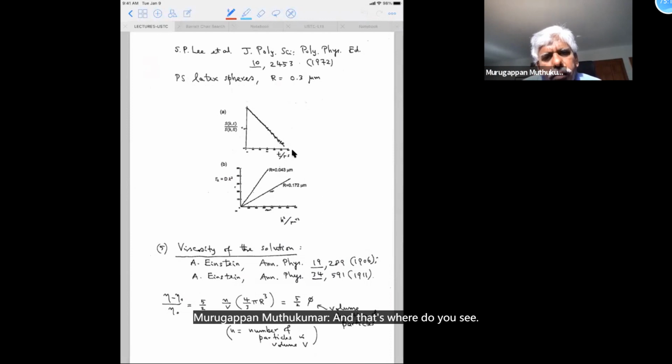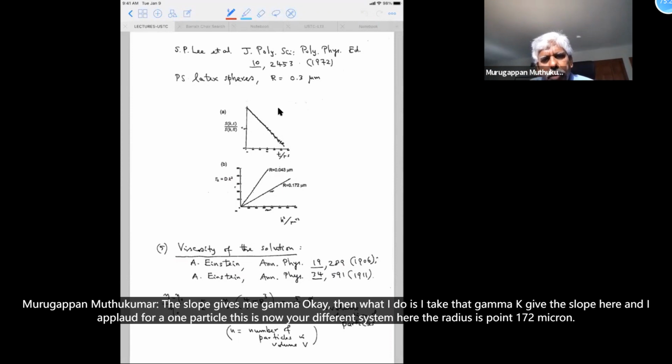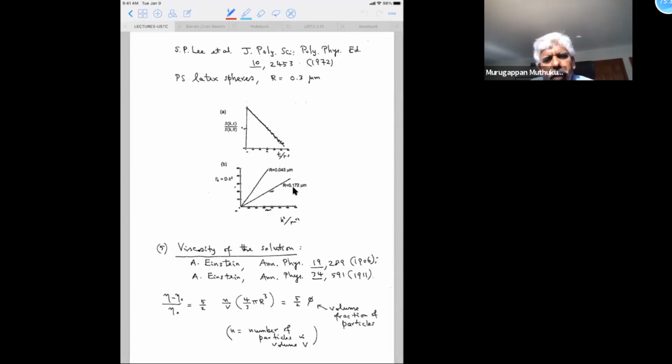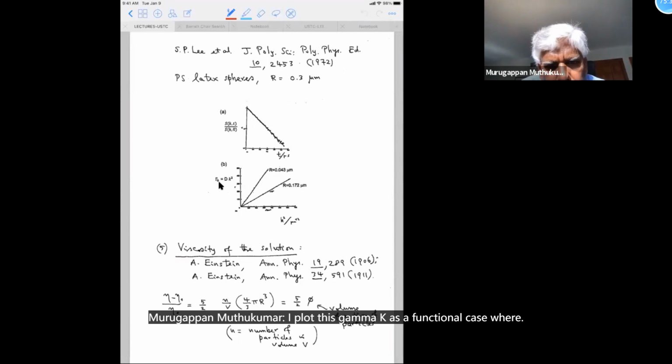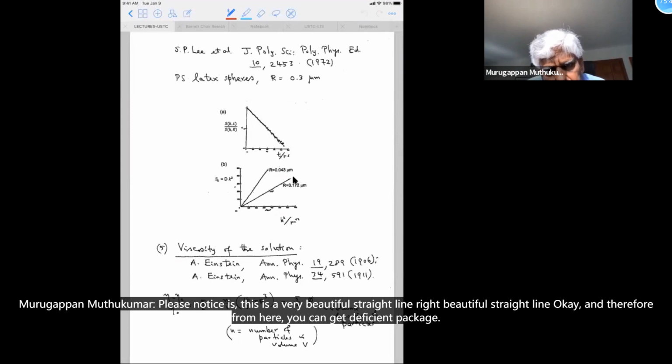And that's what you see, right? This slope gives me gamma k. Then what I do is I take that gamma k, get the slope here, and I plot for another particle. This is now a different system. Here the radius is 0.172 micron. I plot this gamma k as a function of k squared. Please notice this. This is a very beautiful straight line. And therefore from here you can get the diffusion coefficient.